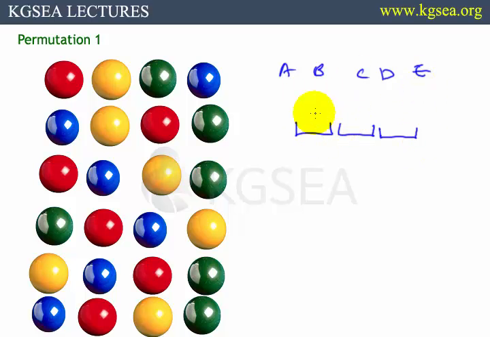Well, just start counting. When you choose the first one, how many choices? 5. When you choose the second one, 4 choices. When you pick the third one, 3 choices. So it's 60 ways of doing it, just with the 5 letters. Now 5 letters. Interesting, huh?